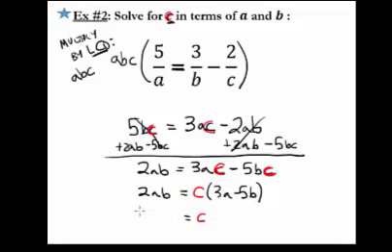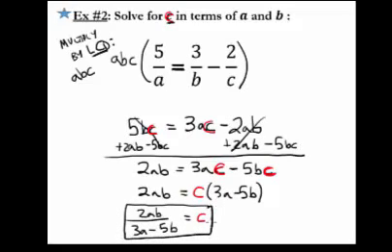And the final answer is that C equals 2AB over 3A minus 5B. This is your final answer. Now, it may look ugly. However, that's okay, right? And it does answer the question. We solved for C in terms of A and B.